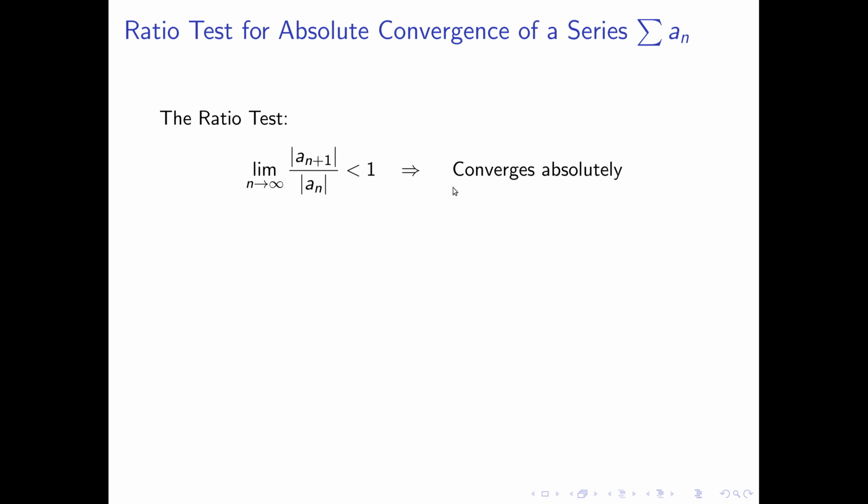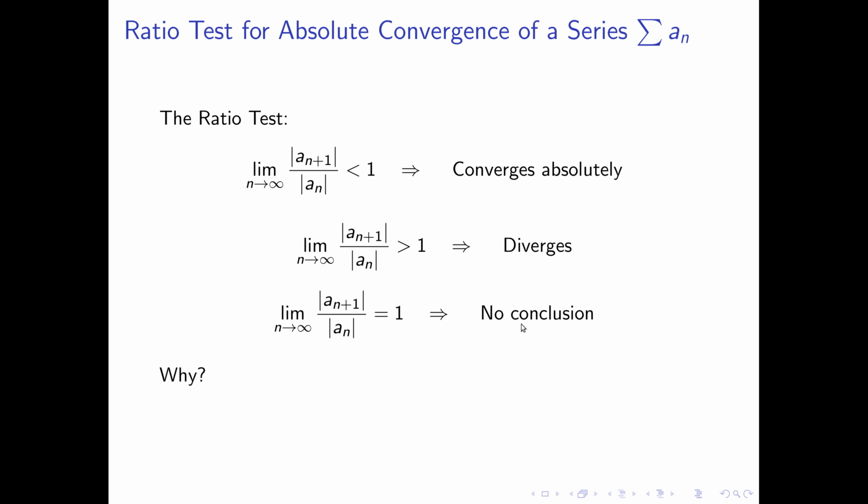Now, some people stop there, but there is more to the ratio test than this. If the limit is bigger than 1, there's also a conclusion, and that is that the series diverges. And then the third part of that is if the limit is equal to 1, then there's no conclusion that can be made.